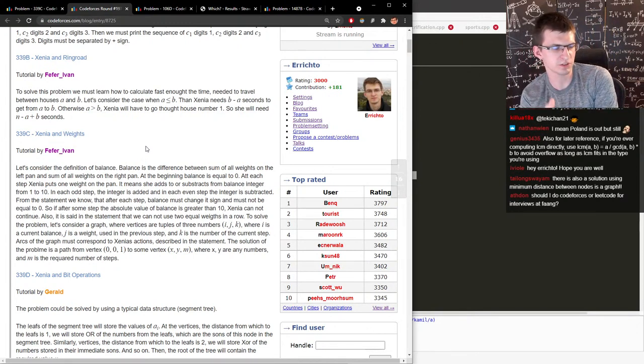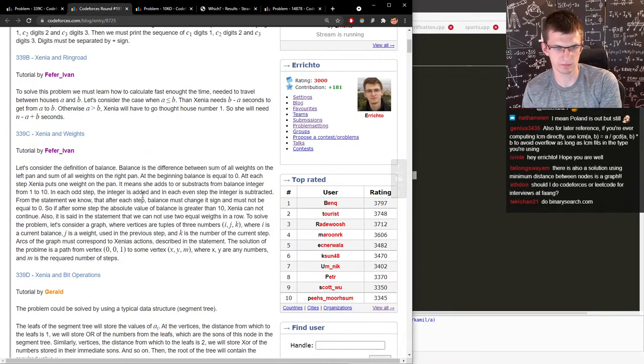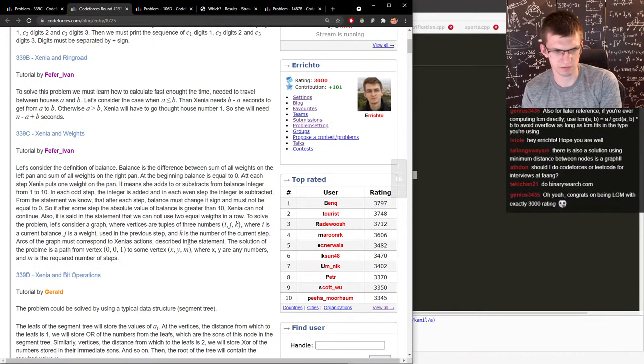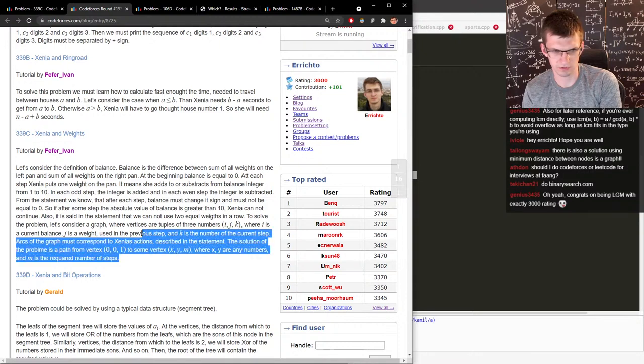I want to know what's here the graph solution. I will not code it. There is balance, so that's difference. Vertices are tuples of three numbers. So the states. All right, that's DP.